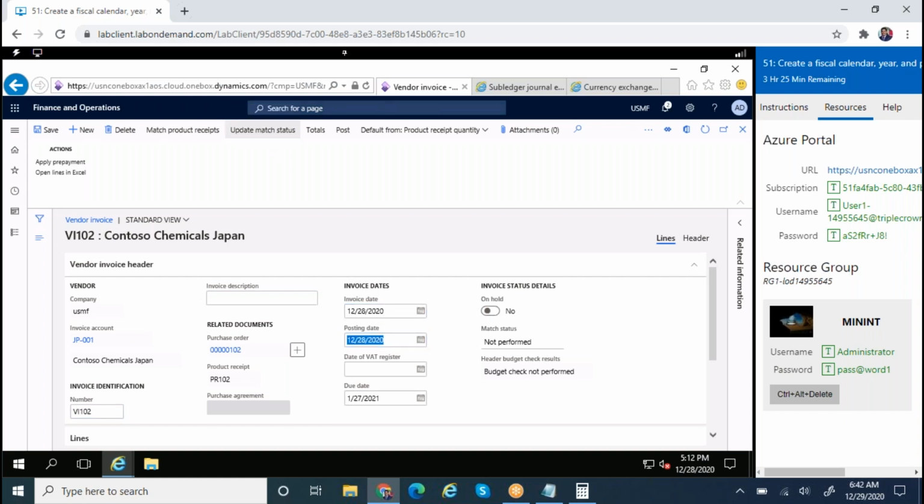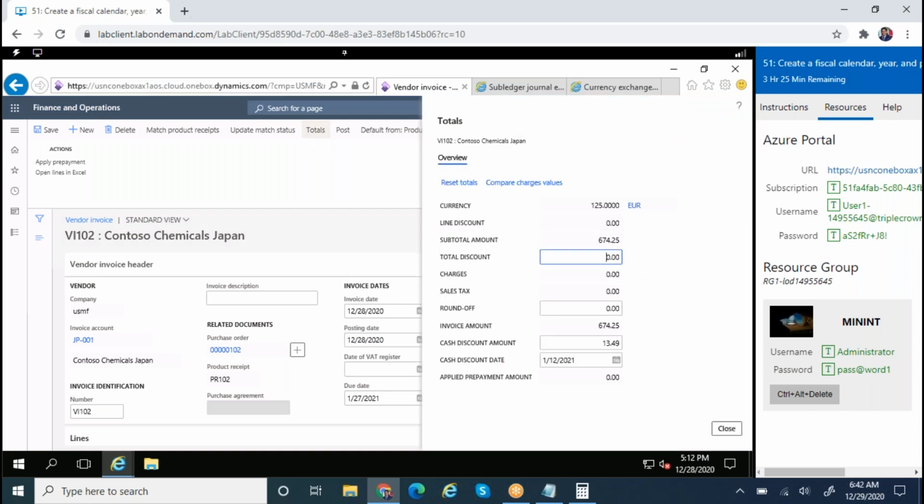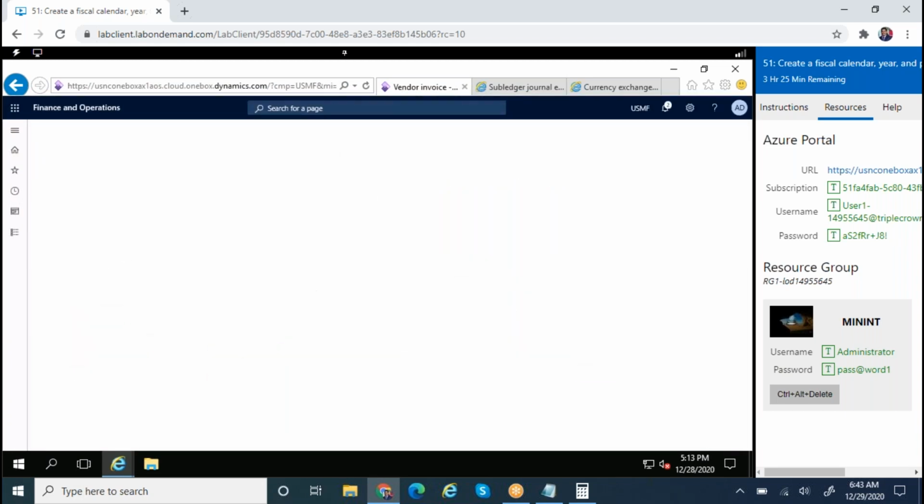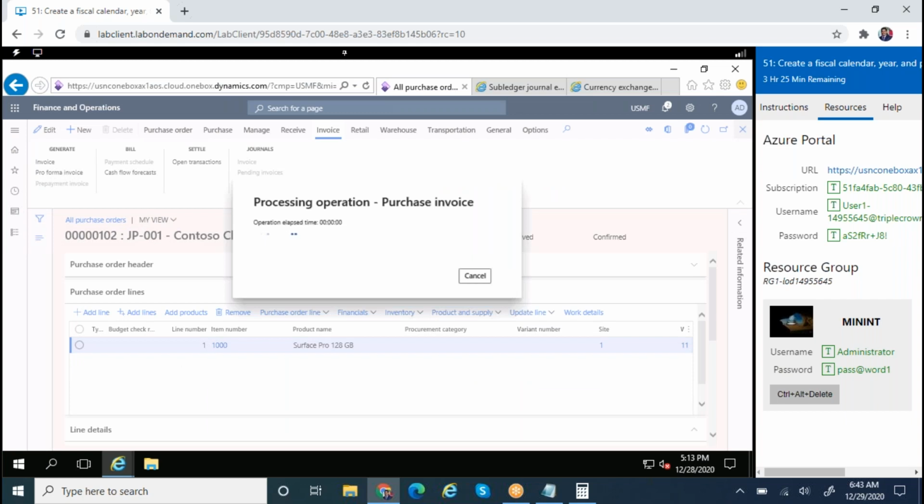Update match status. So it was updated. Now I'm posting. So the total is, if you want, you can see 674.25, which is posted at the time of the same, but in terms of US dollars, it was changed.